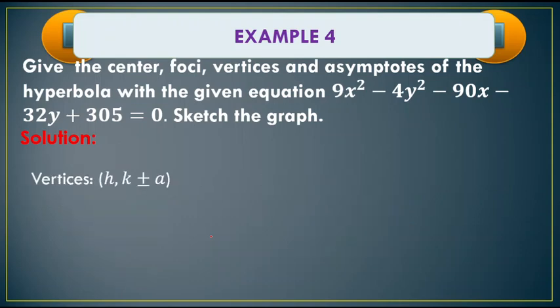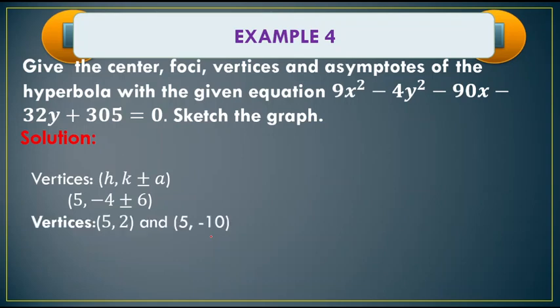And then, for the vertices, and that is (h, k plus and minus a). At kuhanin natin yung value ni a. So, yung a natin is 6. So, substitute now. So, we have the vertices (5, 2) and (5, negative 10). Okay? And then, for the asymptote, since ito ay vertical, so a over b tayo. Substitute lang natin yung value ni a and then b, and then si h and then k sa ating asymptote.